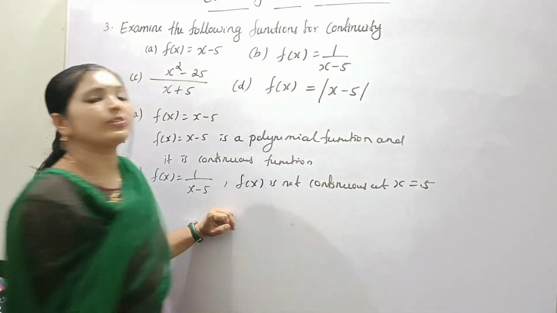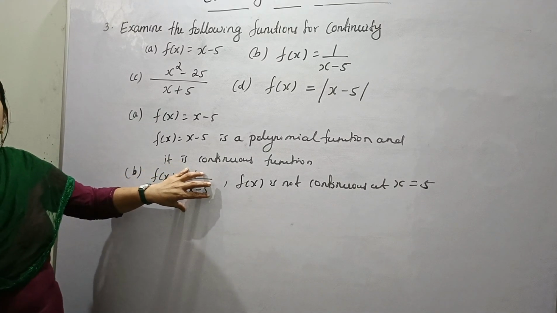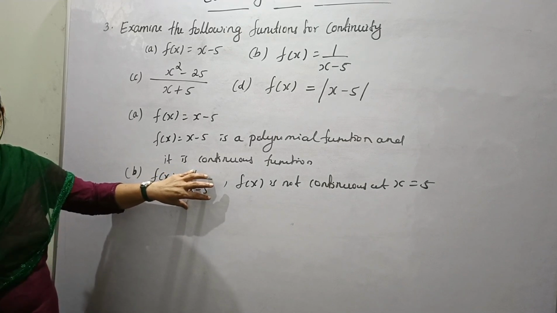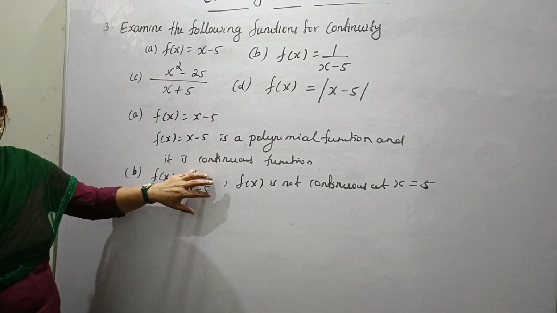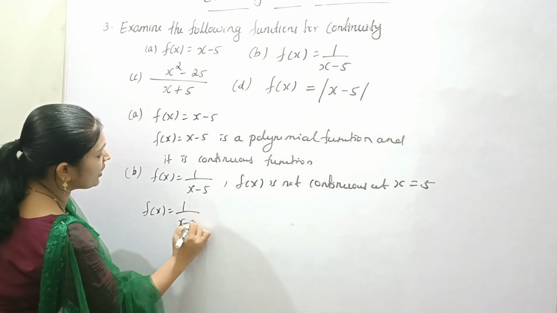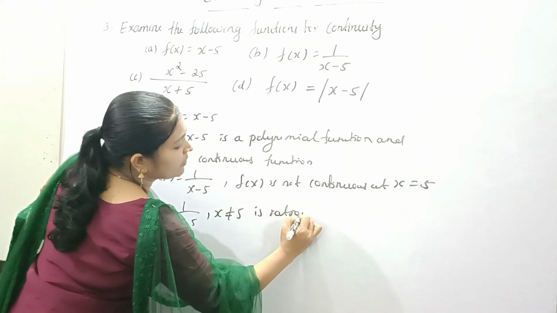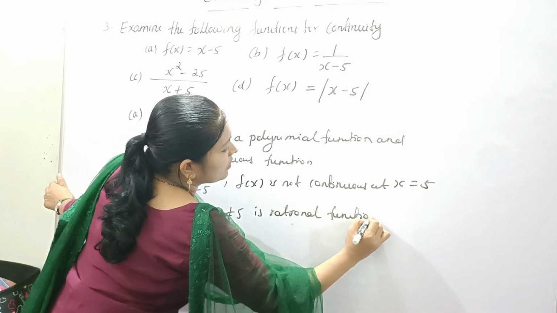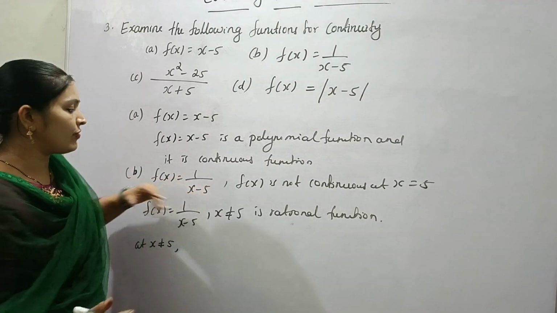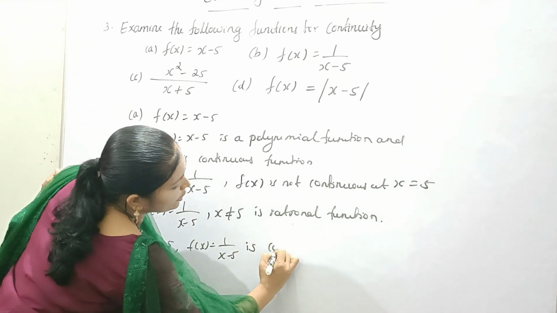Then what about other points of the domain of the function? Here we know that this function is a rational function, and every rational function is a continuous function. So it's a rational function, f of x is equal to 1 divided by x minus 5, here x not equal to 5. So at x not equal to 5, this given function f of x is equal to 1 by x minus 5 is continuous.